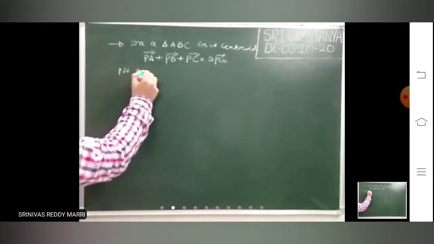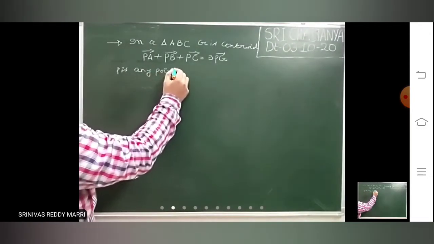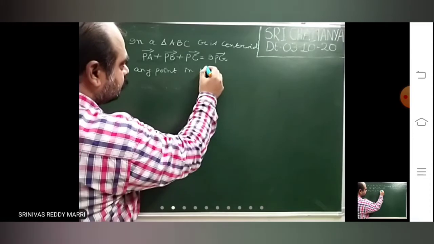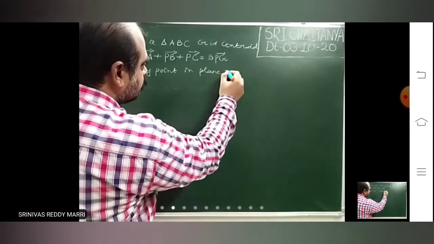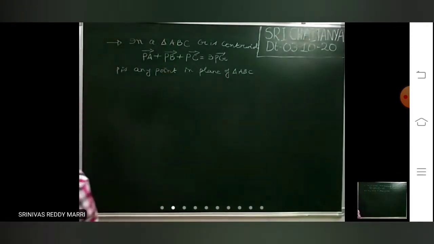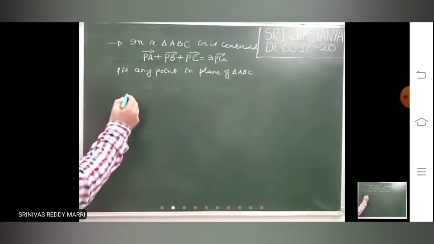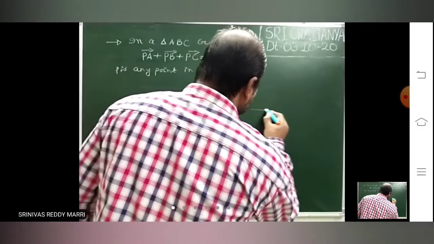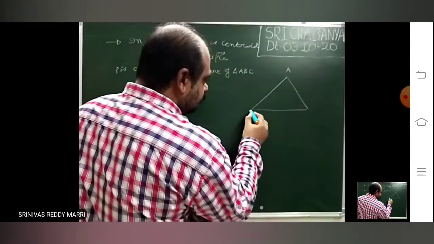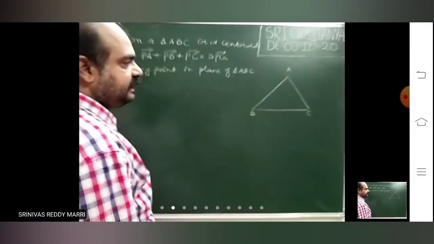P is any point in the plane of triangle ABC. Look at it: A, B, C are the vertices, and P can be any point. In the plane means inside triangle ABC. Right? So P is any point.